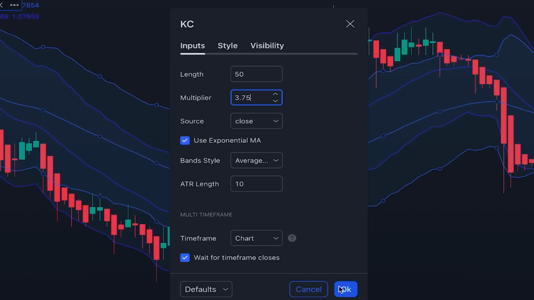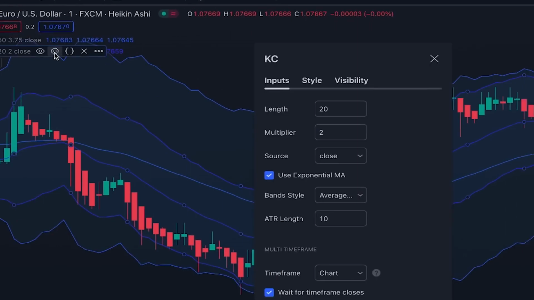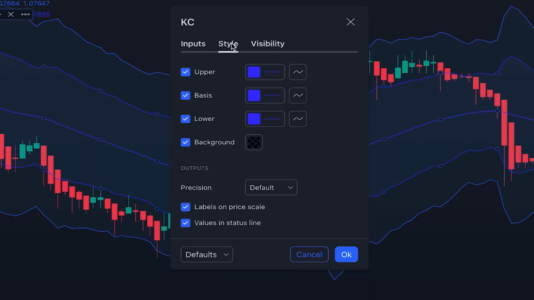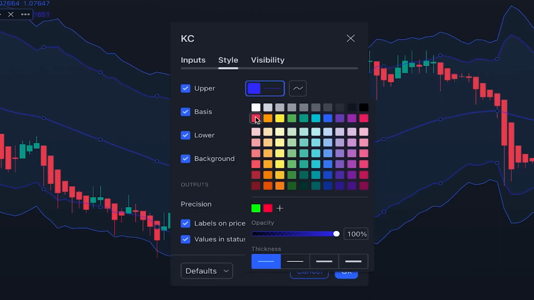This is done, and we go to the settings of the second Keltner channel, and similarly for the length we set it at 50, but for multiplier we set it at 2.75. And then we go to the style tab and we change all these colors to red.